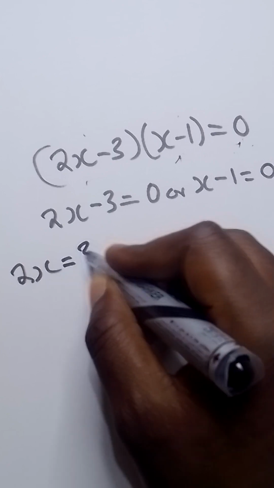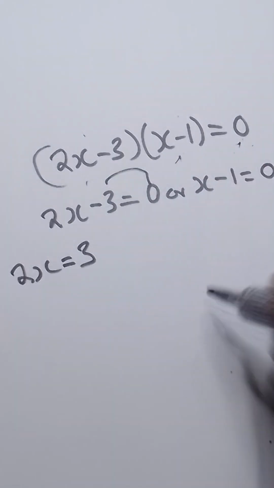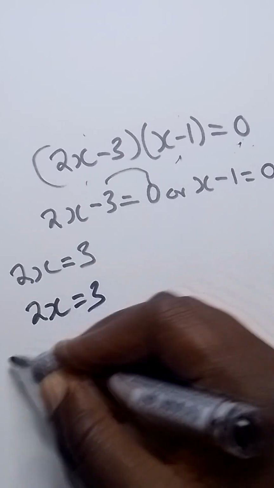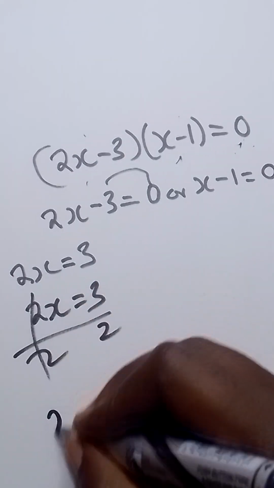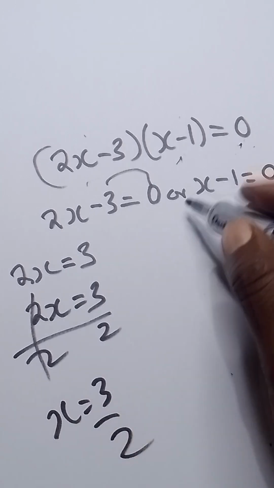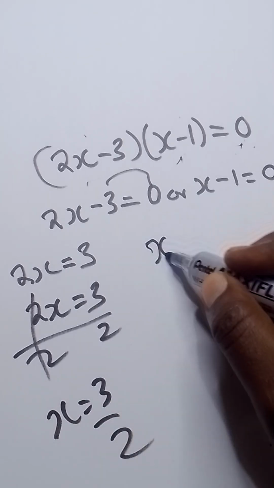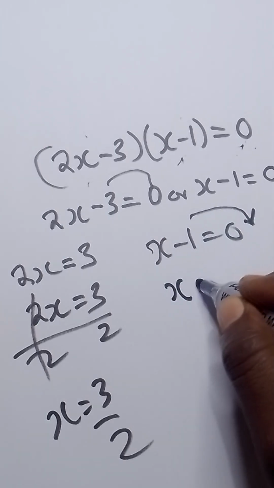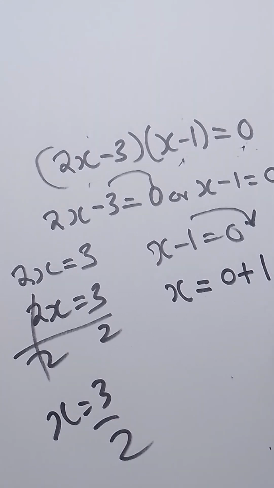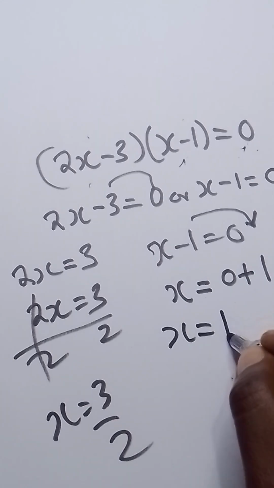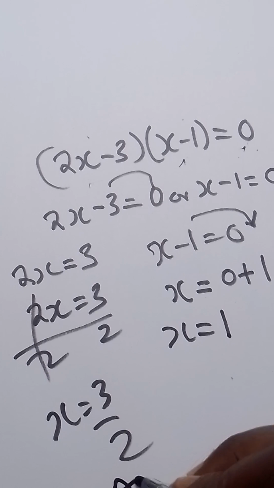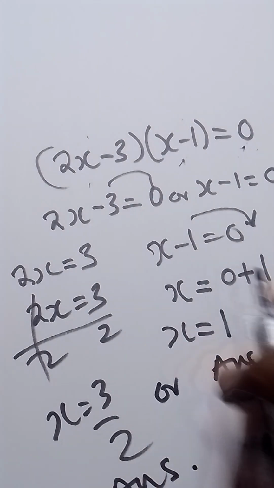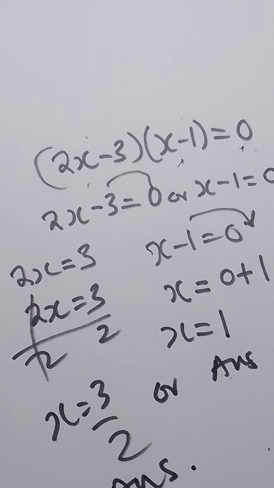Once you've done that, just solve each one. 2x is equal to 3 when this one goes across and jumps the equal sign. Then just divide both sides by 2 so that you have x is equal to 3 over 2. Then here, x minus 1 is equal to 0. This will jump the equal sign so that you remain with x is equal to 0 plus 1. Then x essentially is 1. So now this is your answer: x is equal to 3 over 2, or x is equal to 1.